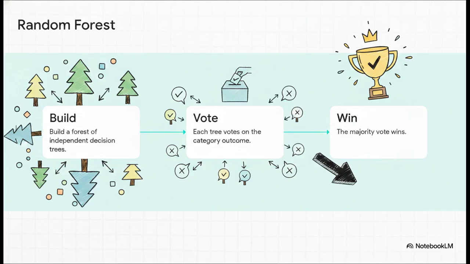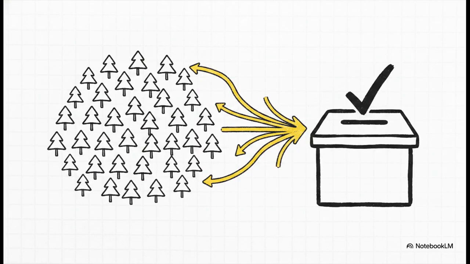When it's time to make a prediction, every single tree casts a vote on the category, and the majority always wins. When you're setting this up in scikit-learn, a parameter like n_estimators equals 100 simply tells your model to construct 100 individual decision trees to vote together. This makes the random forest exceptionally powerful for tackling massive datasets and really complex categorization problems.